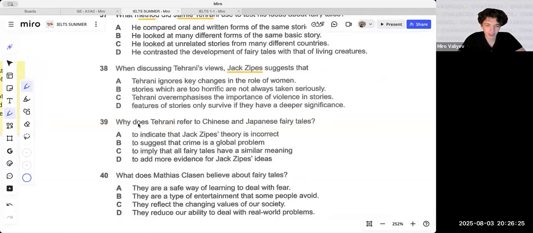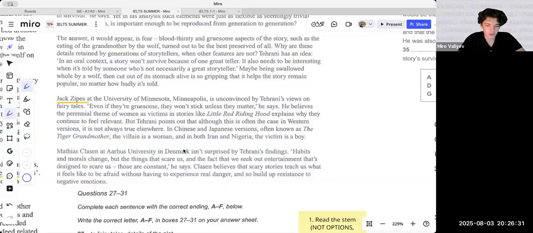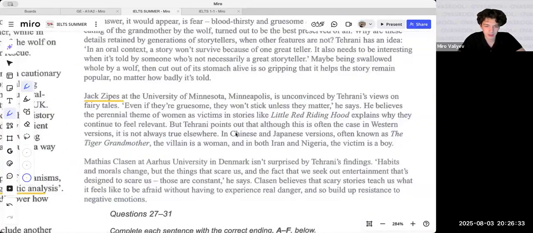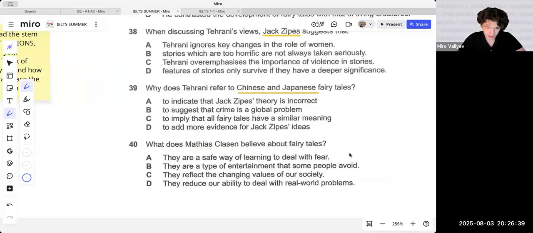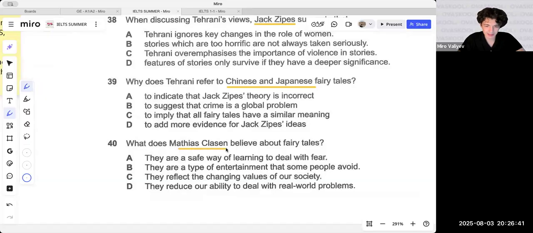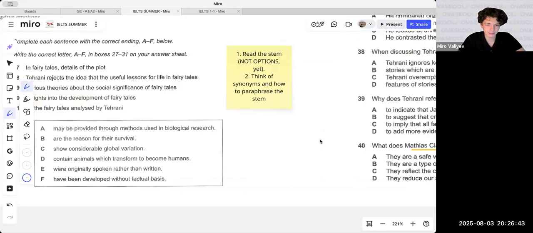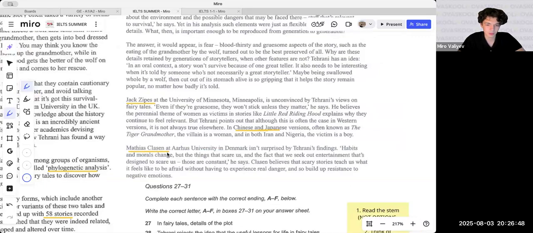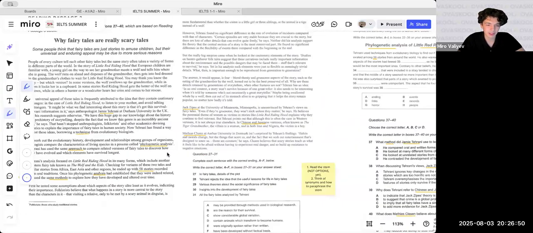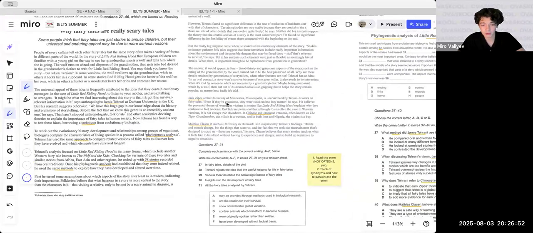What else we have? Why Tehrani referred to Chinese and Japanese fairy tales? Chinese and Japanese, right? So it's gotta be after Zipes. Oh yeah, I see Chinese and Japanese. All right, found that. Then what does Matthias Classen believe about fairy tales? Again, Classen. All right, here you go. Classen, right. So we basically highlighted the parts where we possibly can find answers.